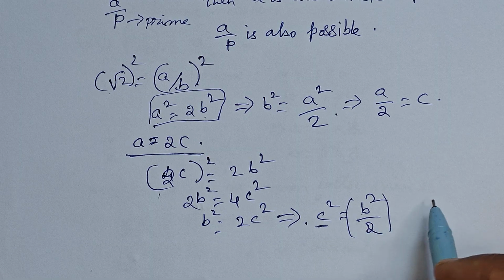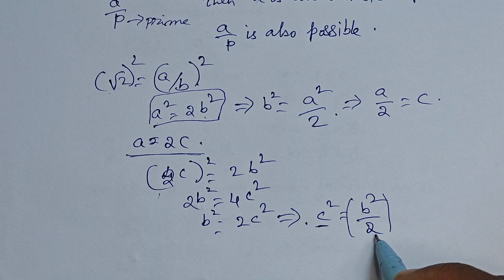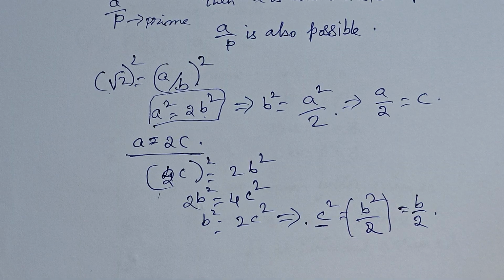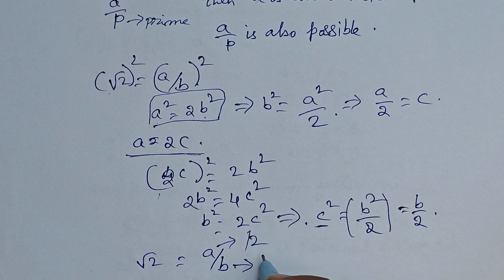Here b square is divisible by a prime, that means b is also divisible by that prime. So in root 2 is equal to a by b, a is divisible by 2, and b is also divisible by 2.